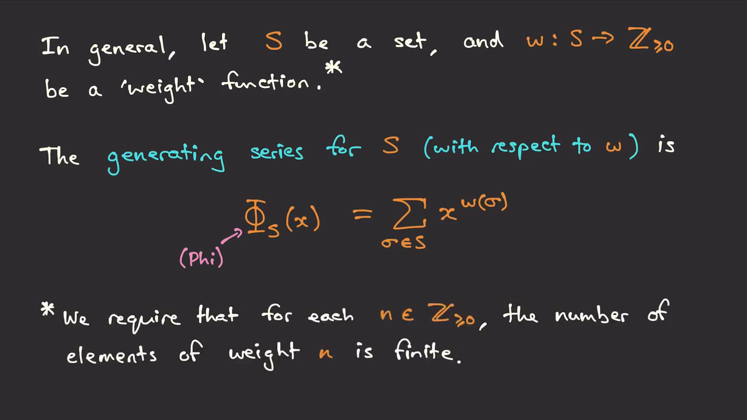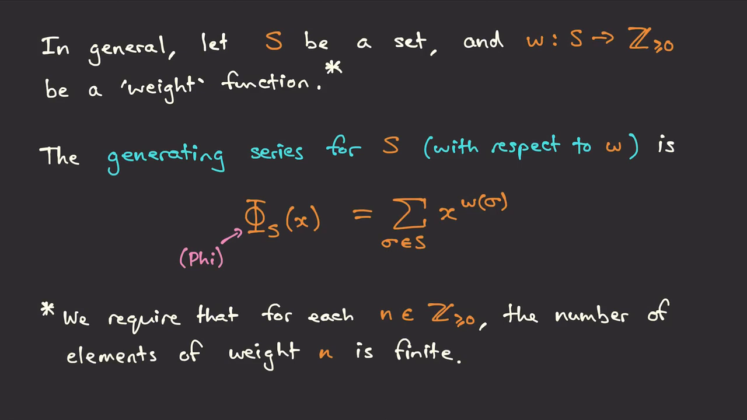We don't allow the function w to be simply any function from S to the non-negative integers. We do require that for each non-negative integer n, the number of elements of weight n is finite. So for instance, if S is infinite, then w isn't allowed to assign 0 to everything in S. Usually this condition will be obviously satisfied for all the examples we're interested in.